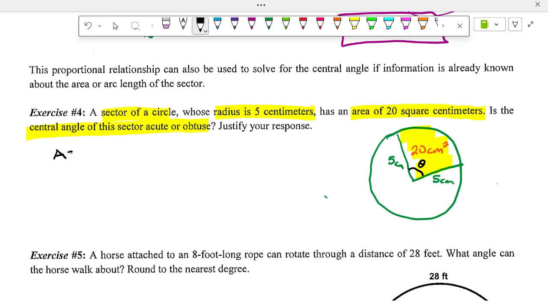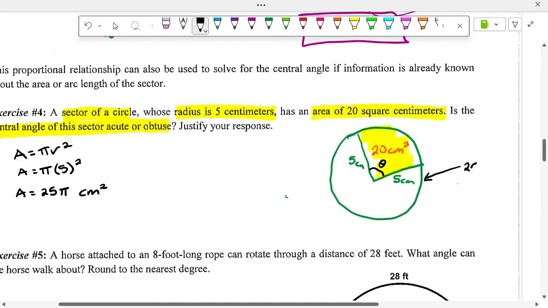Okay. So area of a circle, pi r squared. So the area is equal to pi times what squared? What's the radius? 5 squared. So the area is equal to 25 pi centimeters squared. So this entire circle is 25 pi centimeters squared.